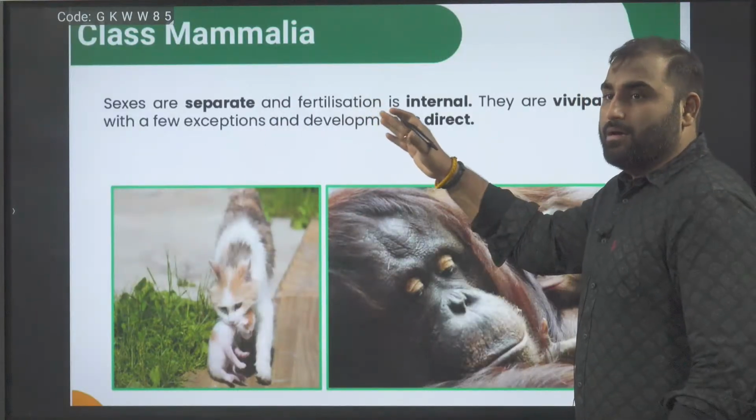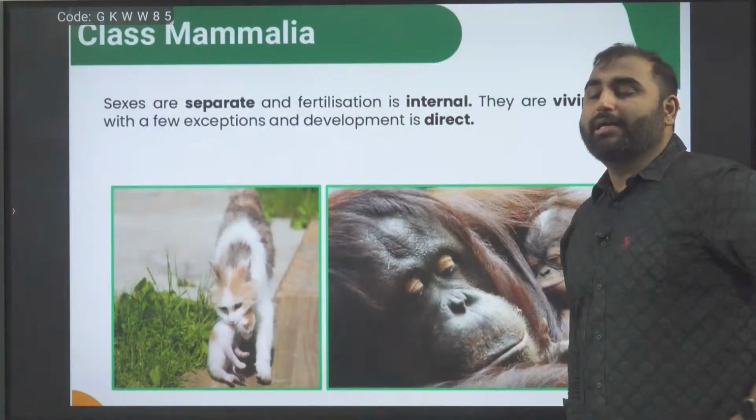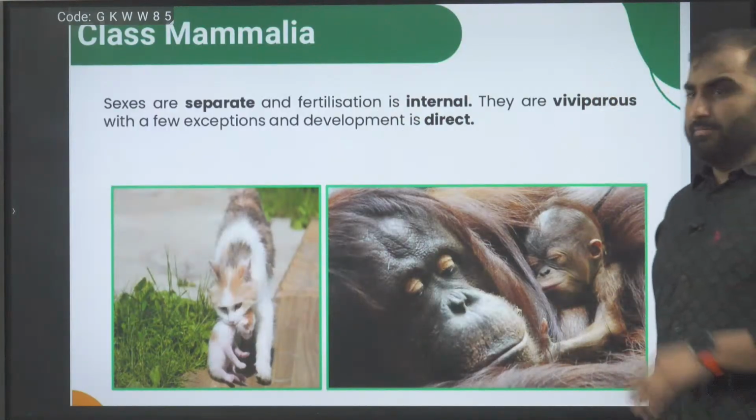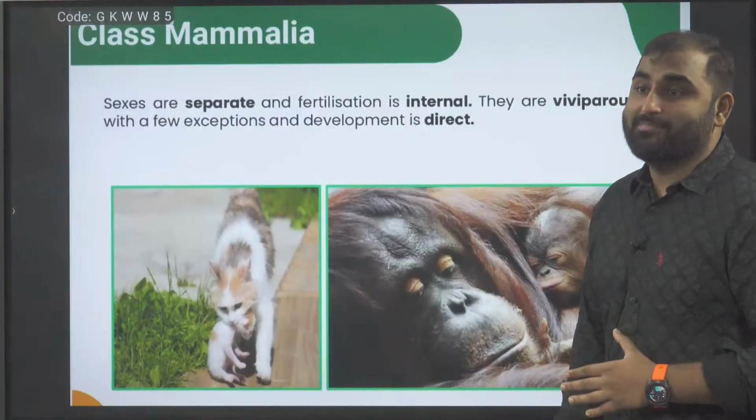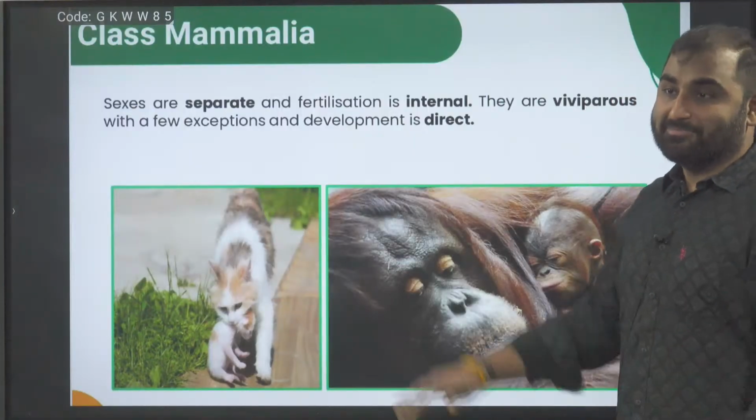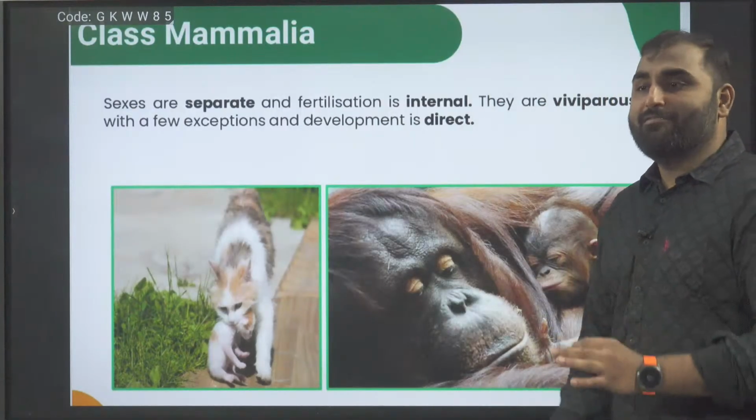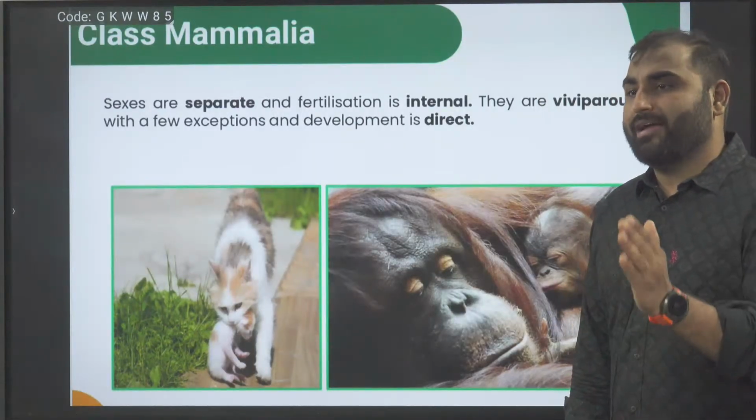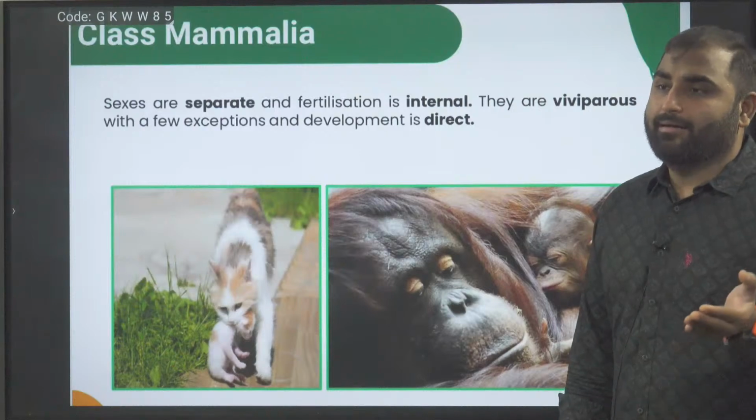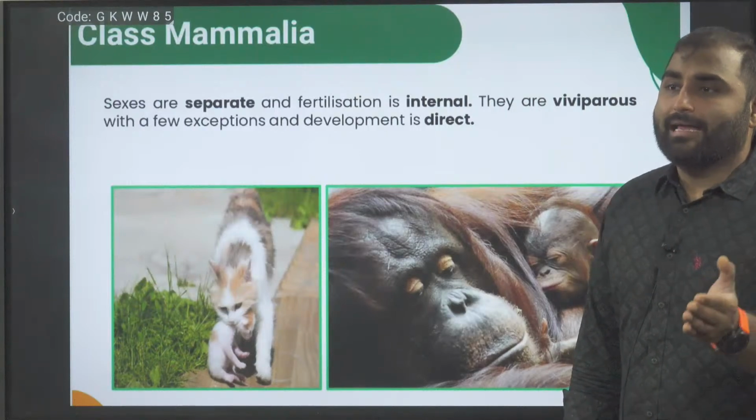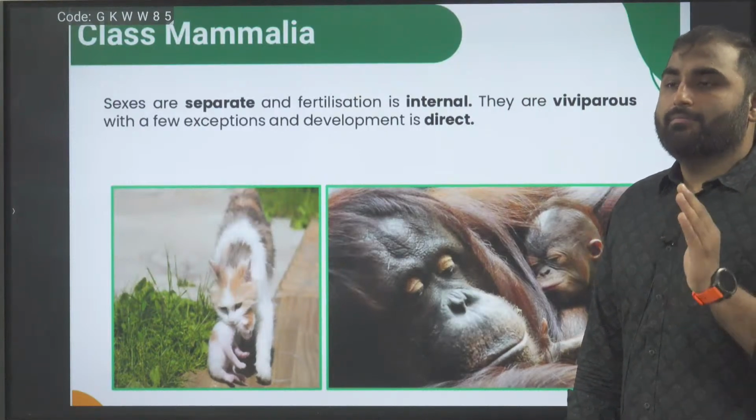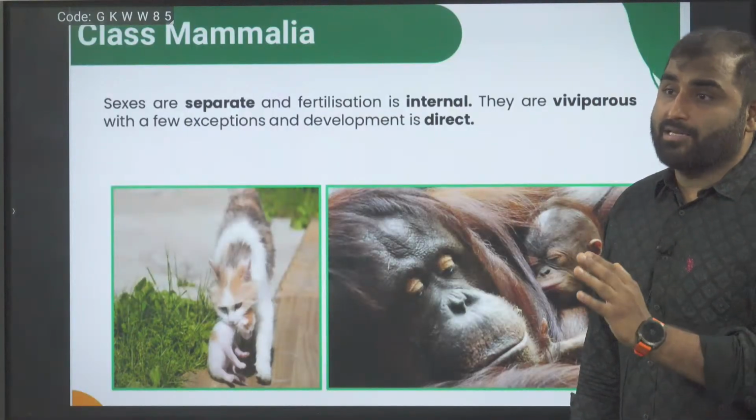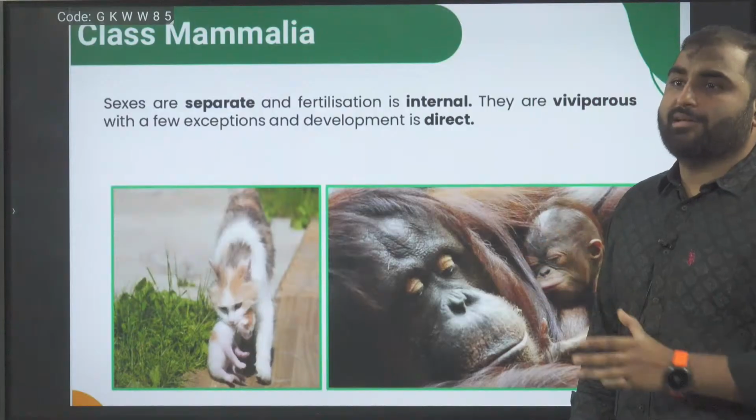Then fertilization inside the body, internal fertilization. Majority of the mammals are egg-laying mammals. Sorry, what did I say? Majority of the mammals are giving birth to young ones, viviparous. However, a few mammals like your duckbill platypus, Ornithorhynchus, and your spiny anteater, they are what? They are egg-laying mammals. Okay? Majority of the mammals are giving birth to young ones. They are viviparous, the placental mammals.